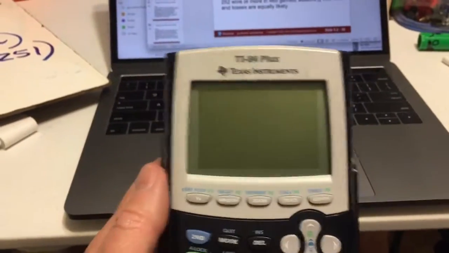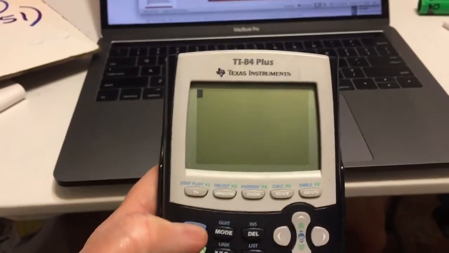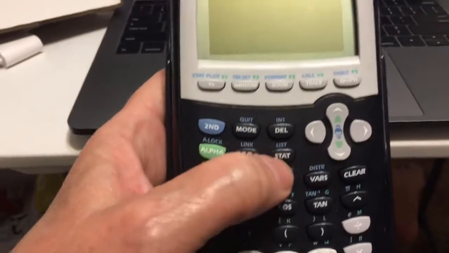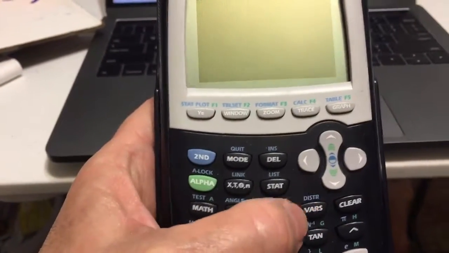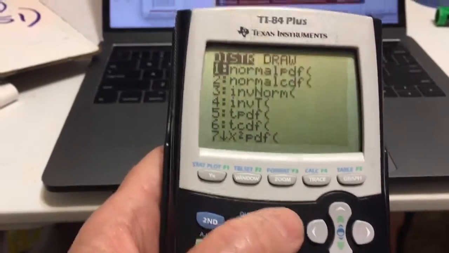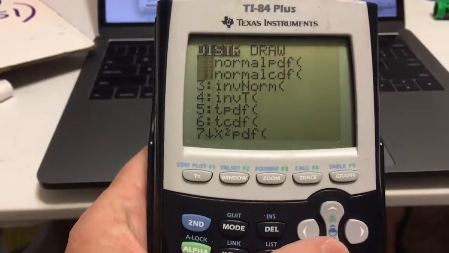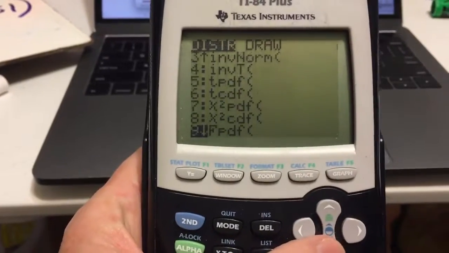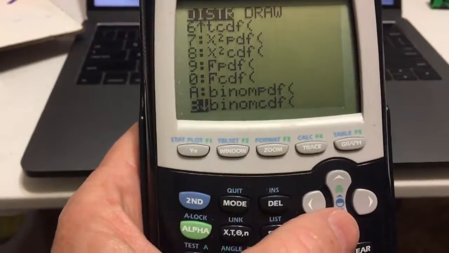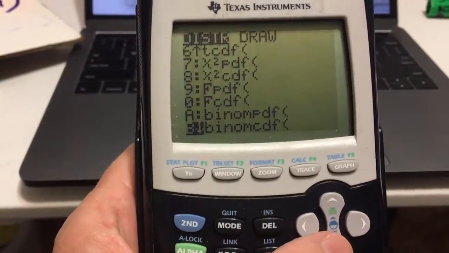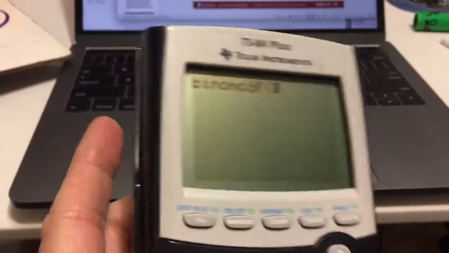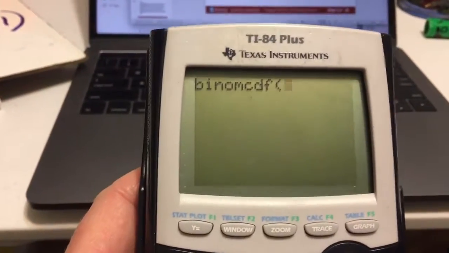Okay, so let me show you on the calculator how we're figuring this out. We're going to go to second and down here to the DISTR button, on the top. And then I'm going to scan down with my down arrow until I get to binomial CDF. The CDF is the cumulative one. Okay, so then I'm going to enter that. Try to do things with one hand and hold the video here.